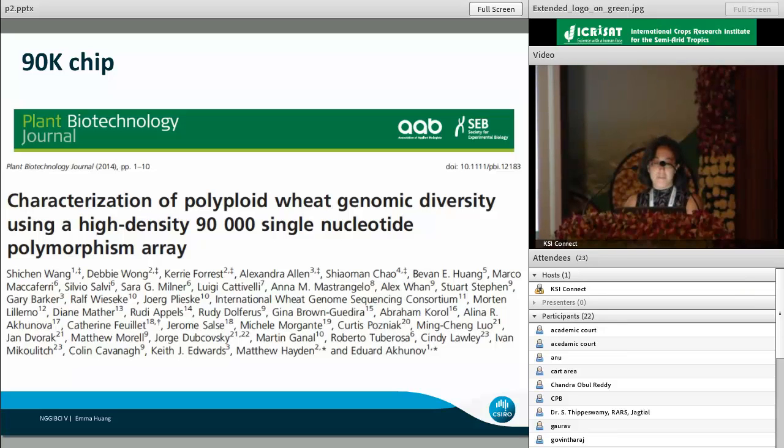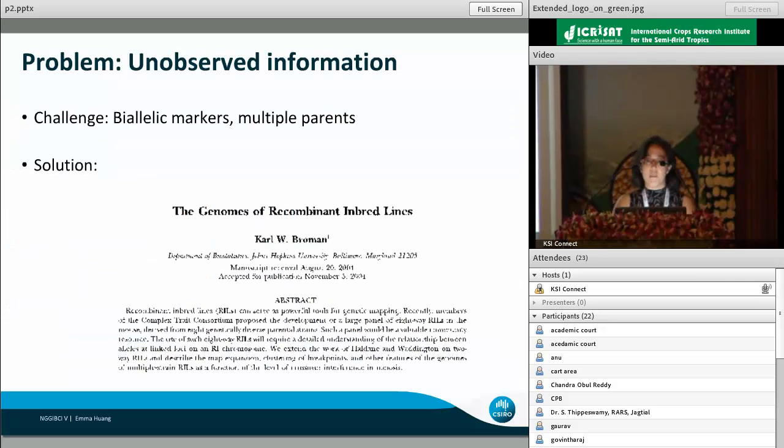So being able to map where these markers are in the genome really gives us opportunities that we haven't had before. I'm going to talk about some of the problems that go into actually constructing genetic maps in MAGIC populations and how we went about overcoming them, and then finally show you some of the results from these populations. Now, the most basic problem that I mentioned before is that we do have unobserved information. We have biallelic markers, we have multiple parents, and we can't track which alleles are being inherited from the parents down to the progeny.